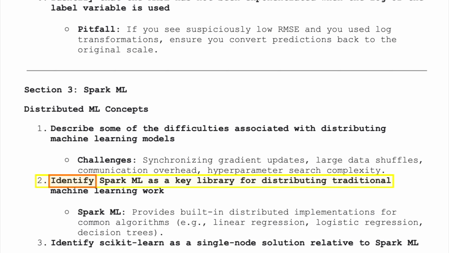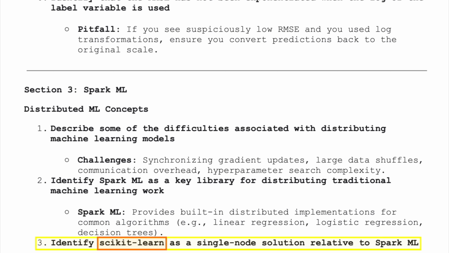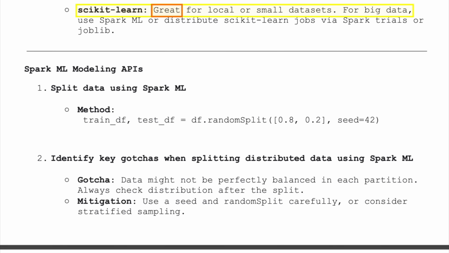2. Identify Spark ML as a key library for distributing traditional machine learning work. Spark ML provides built-in distributed implementations for common algorithms, for example linear regression, logistic regression, decision trees. 3. Identify scikit-learn as a single-node solution relative to Spark ML. Scikit-learn is great for local or small datasets. For big data, use Spark ML or distribute scikit-learn jobs via SparkTrials or Joblib.